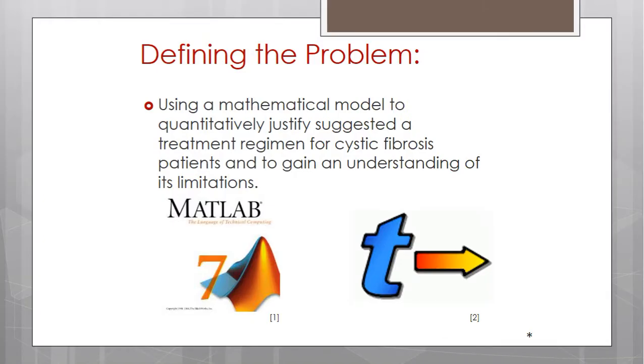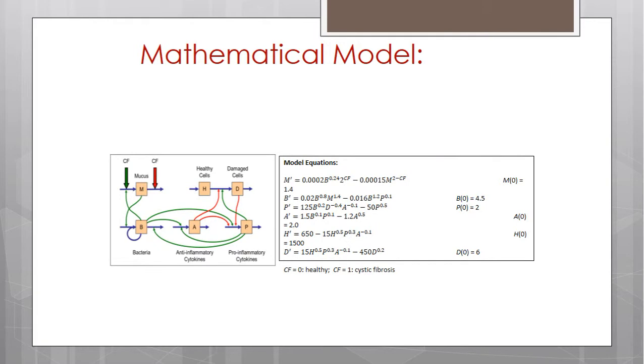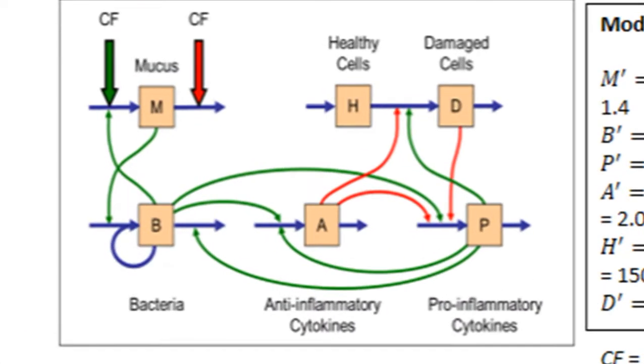My team's original goal was to gain better understanding of cystic fibrosis and help to suggest which treatments would be best to use based on a mathematical model. Cystic fibrosis is caused by genetic mutation. There are 70,000 known cases. To achieve our goal, we used a mathematical model developed by Dr. Voit, a member of the BME faculty at Georgia Tech.